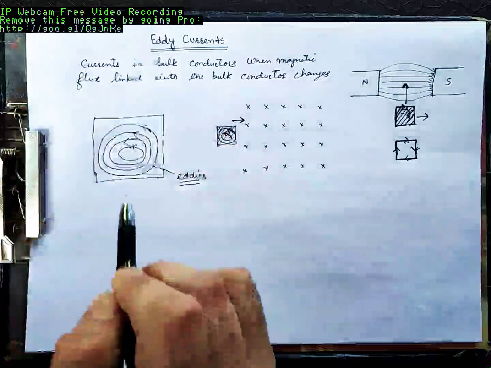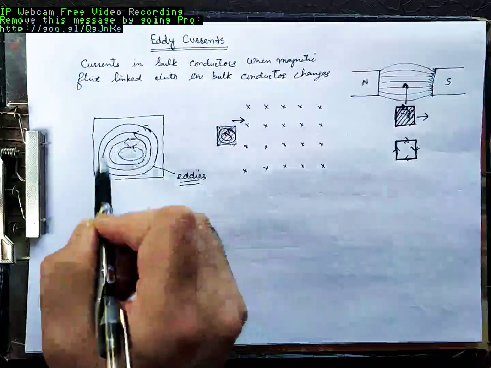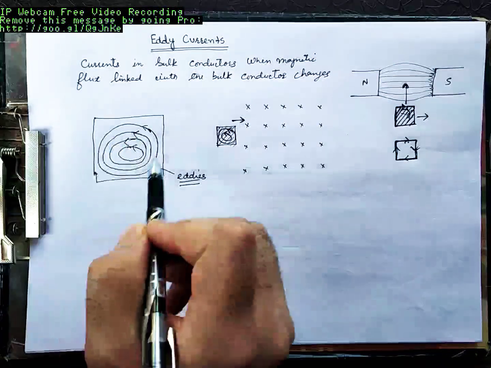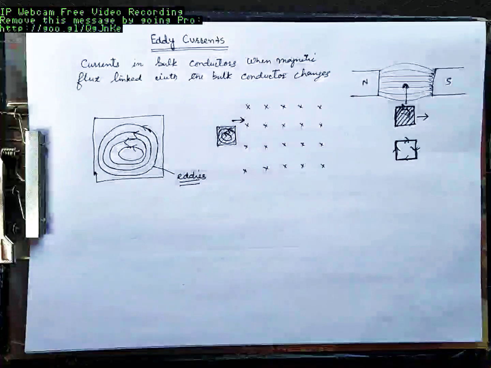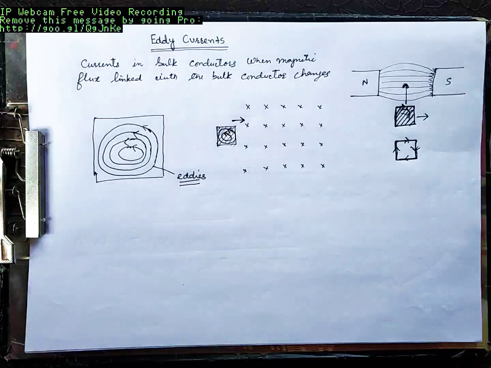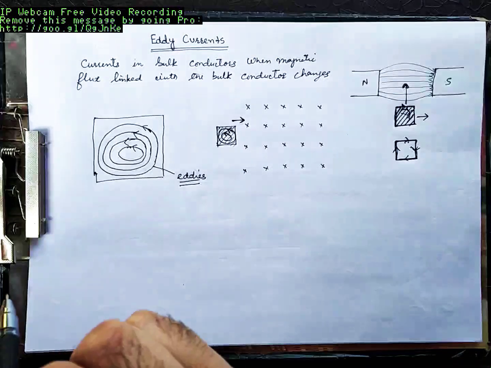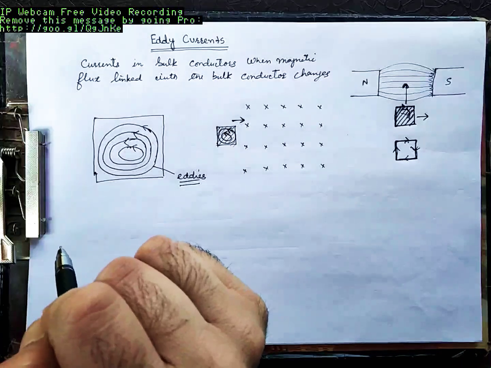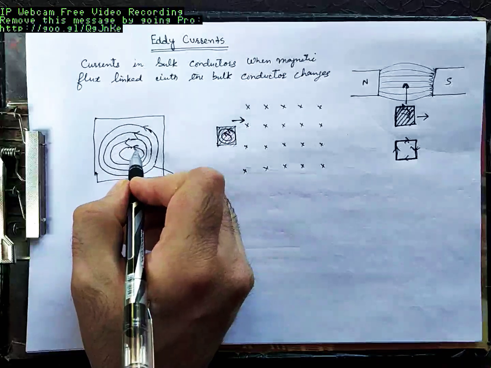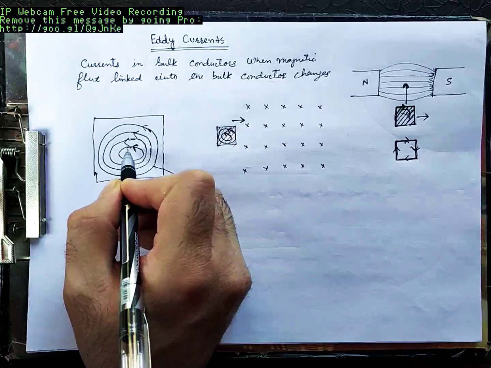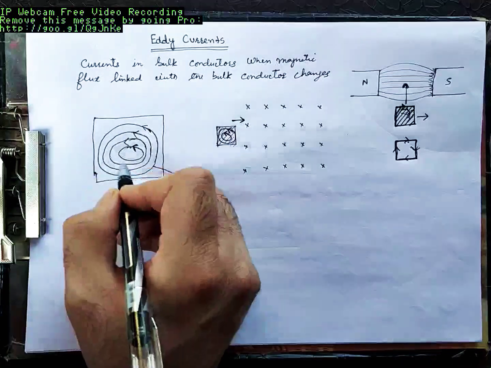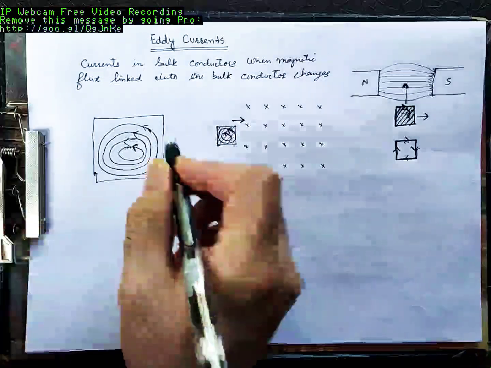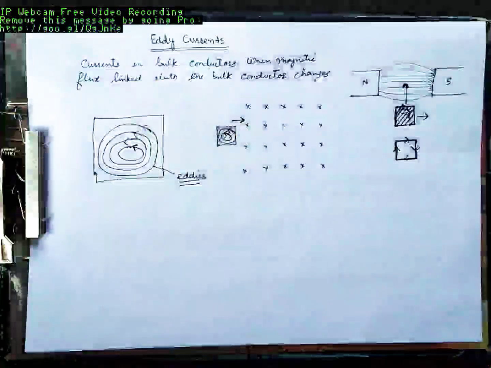The name comes from the shape of these currents. These are swirling, circular shaped currents. The same way, if you throw a stone in the water, there are eddies in the water. That's known as water eddies. Here currents flow in a similar manner in circular layers, one circular layer here, one here, one here, one here. And you call these currents eddy currents. Fine.